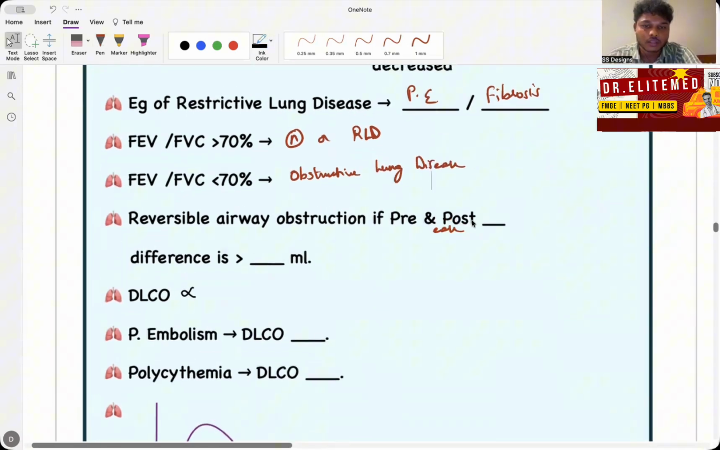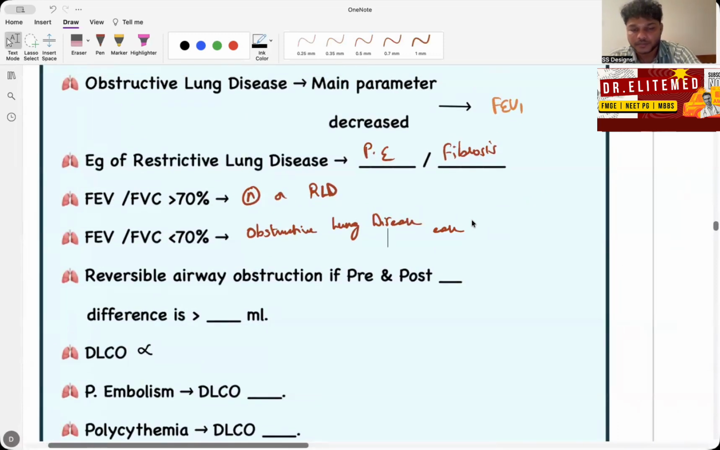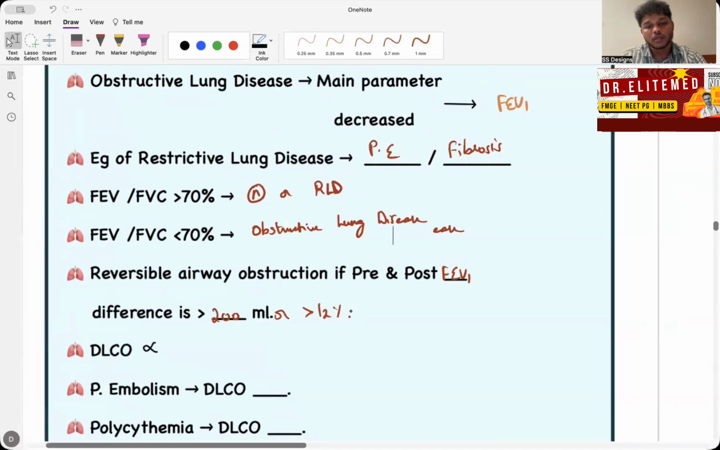So then if there is a reversible airway obstruction, if pre and post bronchodilator FEV1 is changing, the difference is going to be more than 200 ml, right? Or in percentage, it is more than 12%. Okay.